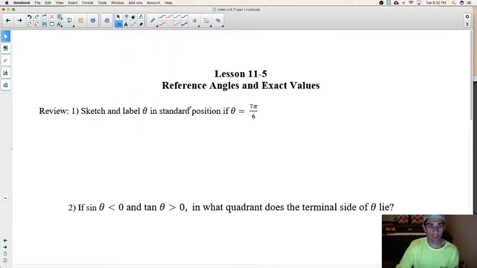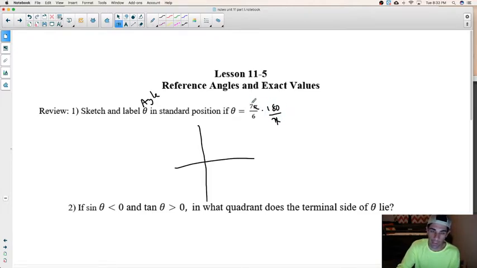Sketch and label theta in standard position if theta equals 7 pi over 6. So theta, remember, is an angle. So if you're going to draw the angle, 0, 90, 180, 270, well, where is that? So this is measured here in radians. So what I want to do is convert that into degrees. To do that, radians to degrees, you multiply it by 180 over pi. The pi's end up canceling out. So 7 times 180 divided by 6 is 210 degrees.